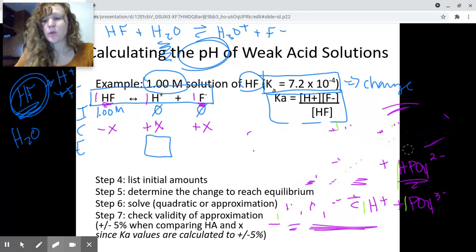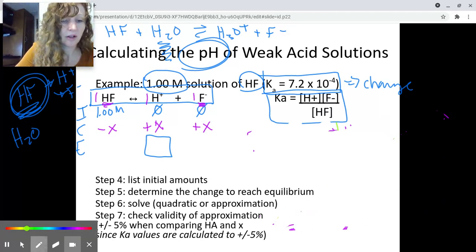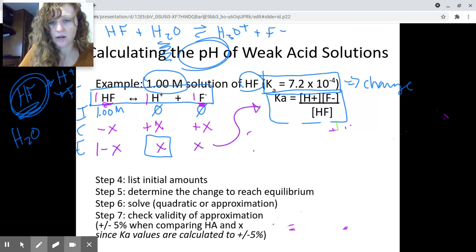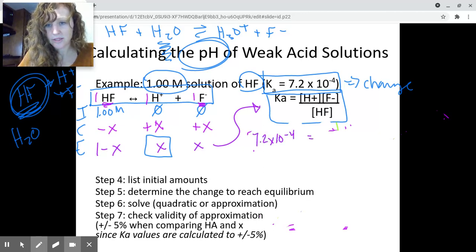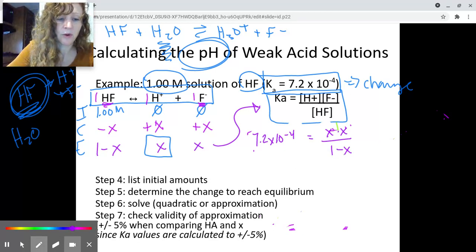All right, so we have our changes determined. Now we can figure out our equilibrium position. So 1 minus x, x, and x. And now we can plug these into our K. So we'll get our K, which is 7.2 times 10 to the negative 4th, equals x times x over 1 minus x.